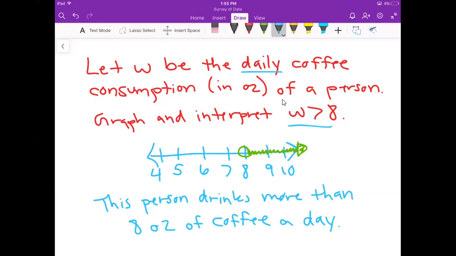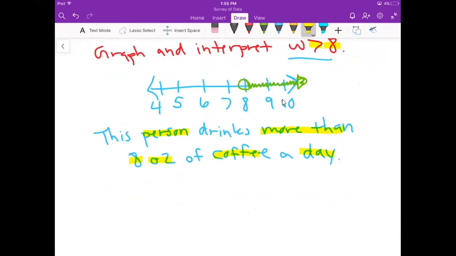So again here, very important, just like when we were working with variables before, not leave any part of that out. We got the coffee consumption part, we got coffee down there, we got the daily amount, we got the ounces, we got the person. We got the 8 in there, and we got the fact that it's greater than by putting more than. We needed to represent all of those different things. All right, so that's what that means in context and what it visually looks like on a number line.